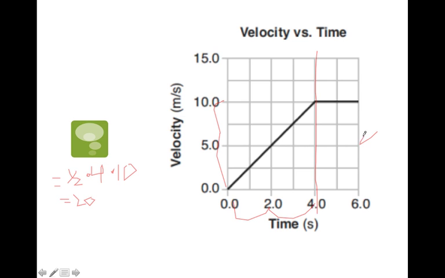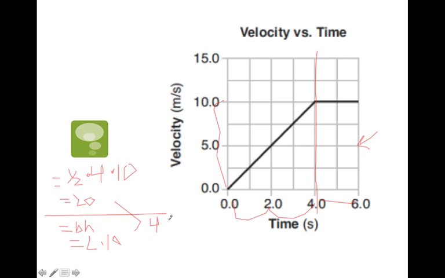So now I have to do this little rectangle over here. That would equal my base times my height. Looking at this rectangle, my base is from 4 to 6, so that's 2, times my height, which is, again, 10. So this part's 20, so I have a total distance of 20 plus 20, which is 40.